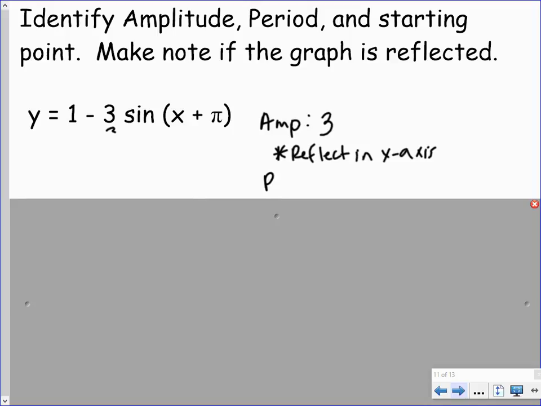For period, we would say 2 pi over 1, or just 2 pi. And then starting point, my C value, because it says plus pi, is really negative pi. So it'd be like negative pi over 1, because that's my B value, which would be negative pi. And what's my D? Positive 1. The positive 1 at the very front. Okay. So now we have a new starting point at negative pi, comma 1. Do those things on your homework, even though the book says only amplitude and period.